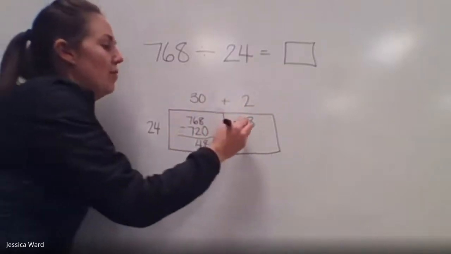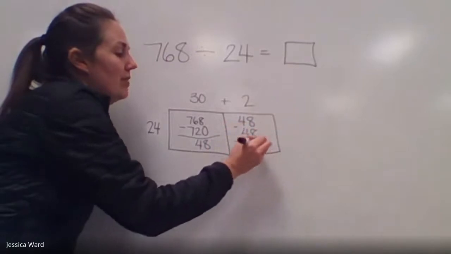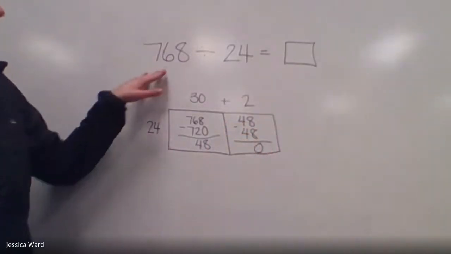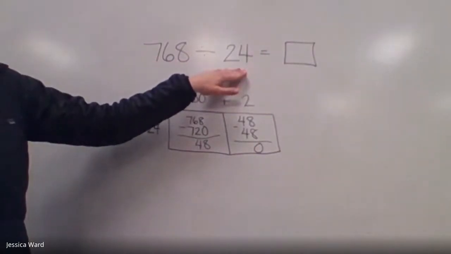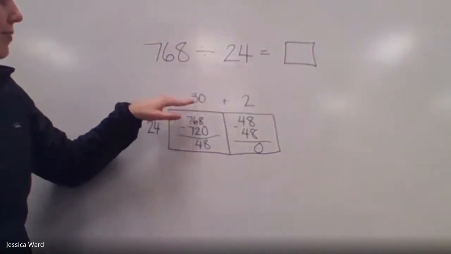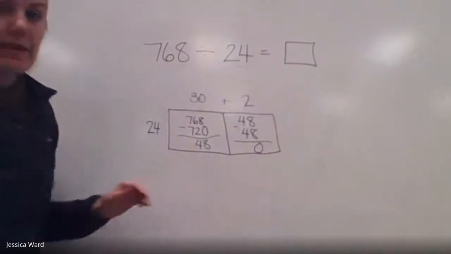2 times 24 is 48. When I take it away, I have 0 left over. So that means that my total number of buses split equally into 24 buildings, I would have 30 plus 2 in each building.